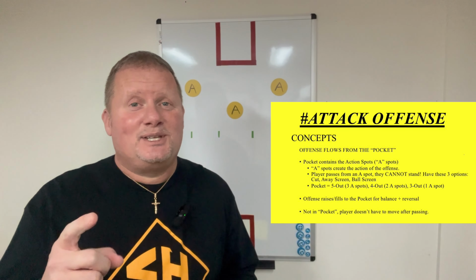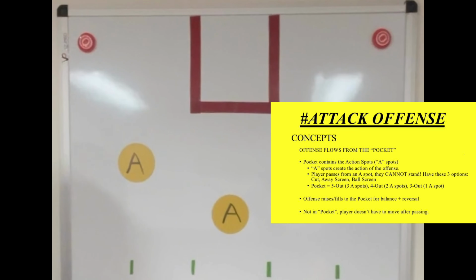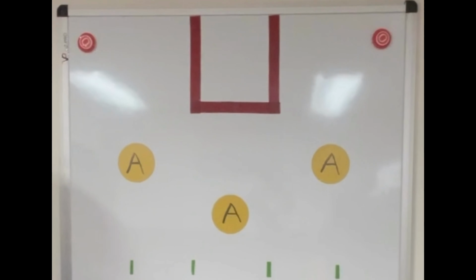You can cut, you can away screen, or you can ball screen, but you cannot stand. So let me show you how this pocket works. Let's say we're in a 5-out look. Well, in a 5-out look, most of the time we're going to have 3 action spots. If we're properly spaced and it's a regular 5-out look, we're going to have 3 action spots, which means if you're a player in one of these 3 spots, if you pass the ball, you have to move.